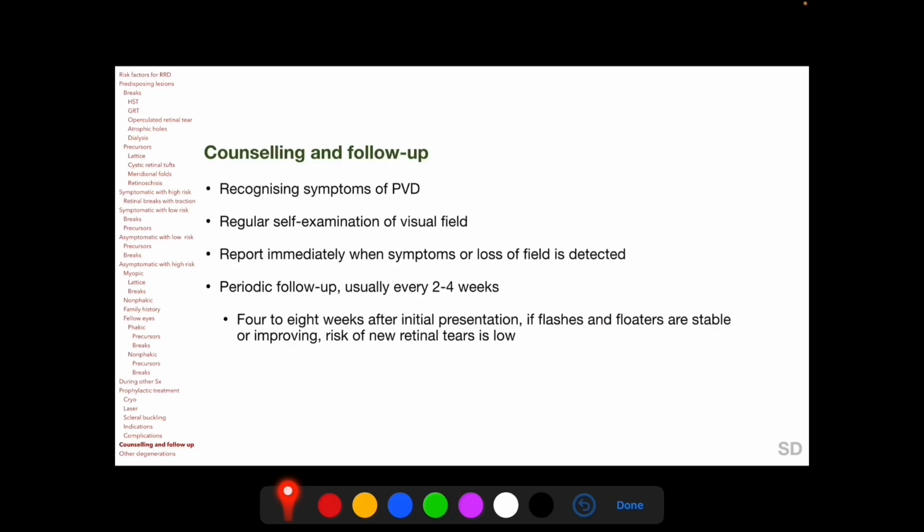In a patient at an increased risk of RRD, counseling and follow-up with or without prophylactic treatment include recognizing symptoms of PVD, which include photopsias and/or increased floaters, regular self-examination of the visual field of either eye separately, reporting immediately when symptoms or loss of field is detected, and periodic follow-up, usually every 2 to 4 weeks. 4 to 8 weeks after initial presentation, if flashes and floaters are stable or improving, the risk of new retinal tears is said to be low.